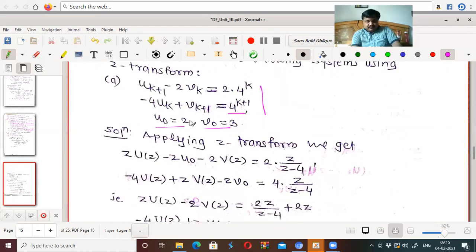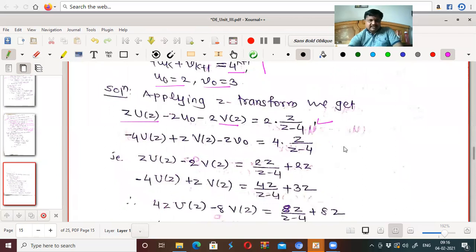Applying z transform for 1 as well as 2, we get now the z transform of u k plus 1 is z transform of u, that is, z transform of u k minus z into the value of u k at 0. So I will write it as z into U of z minus z into u0 minus 2 times the z transform of v k, we will denote it by V of z, equal to 2 times the z transform of 4 to the power k, z upon z minus 4.